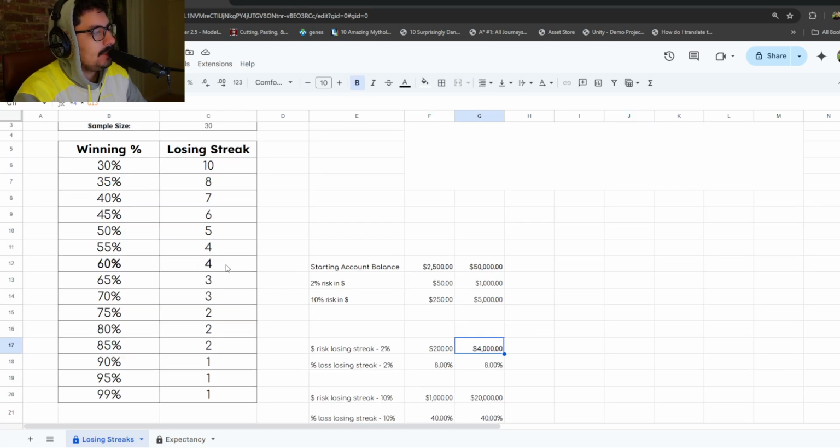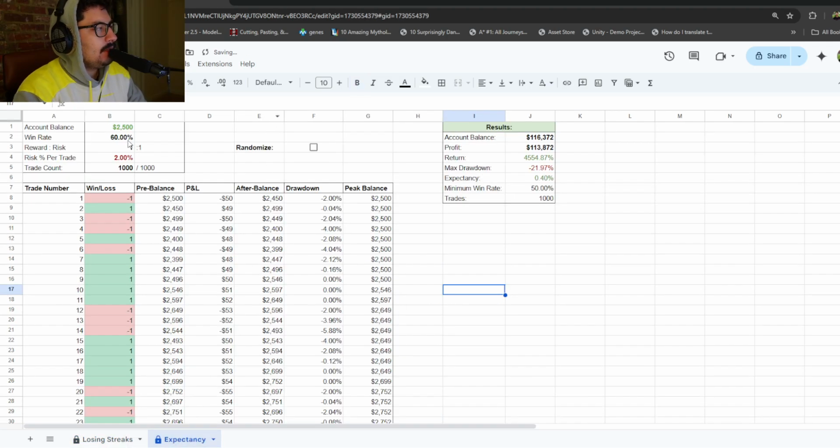Okay, I think it's only going to take us three trades in a row to explode if I'm being really aggressive here. So just something to noodle on, something to use for yourself.